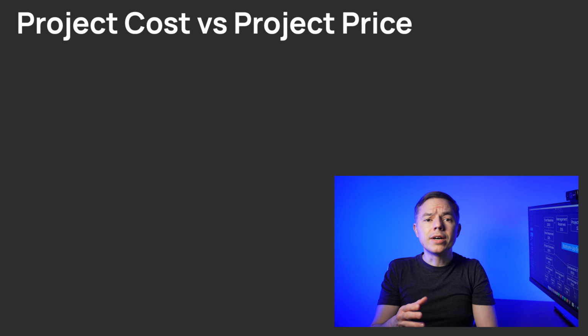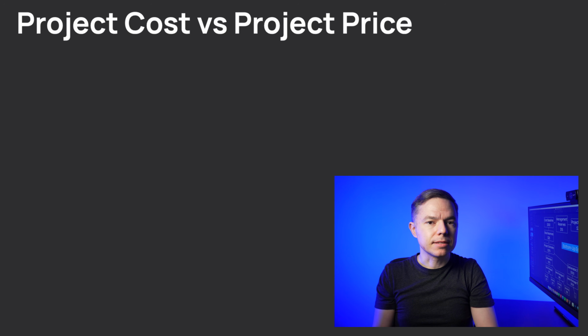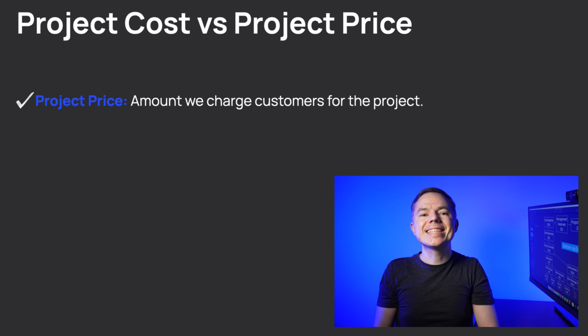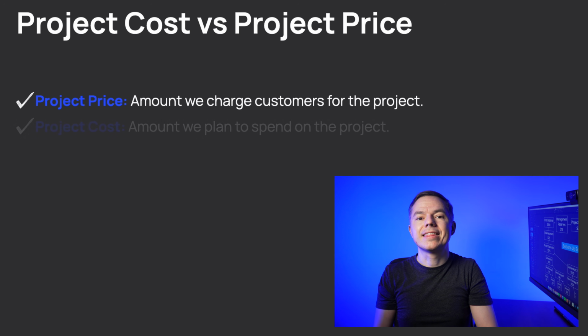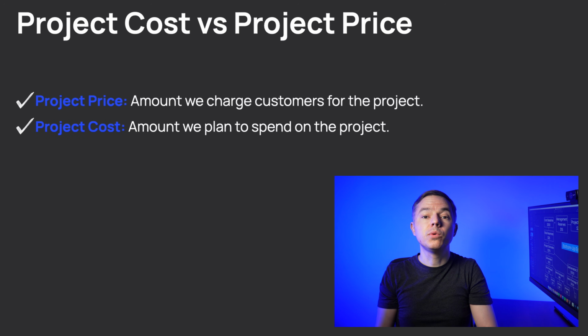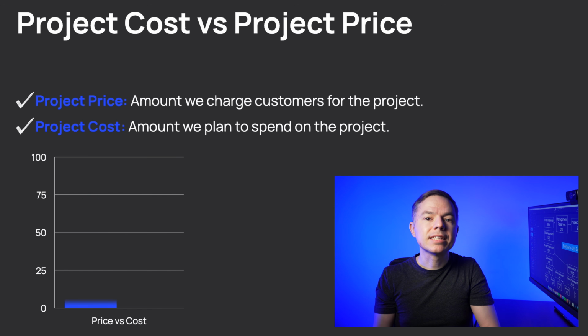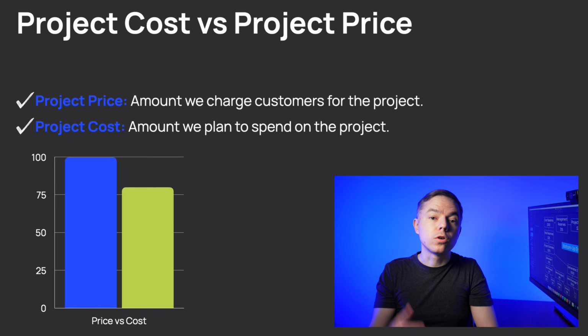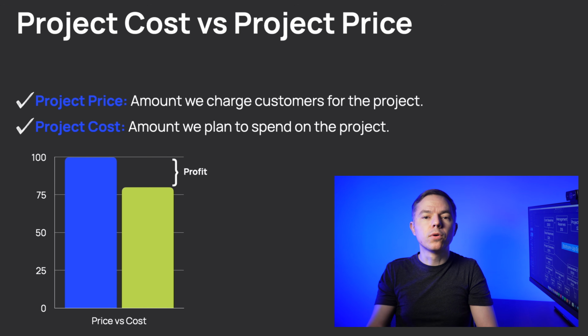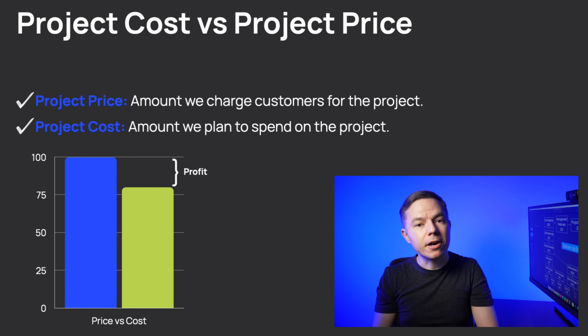First of all, you'll have 2 sets of numbers. The price of the project is the amount we charge customers for the project, and the cost of the project is the amount we plan to spend on it as a vendor. In most cases, you need to calculate the project's cost, and then your boss will add the profit margin and provide the project price to the customer.